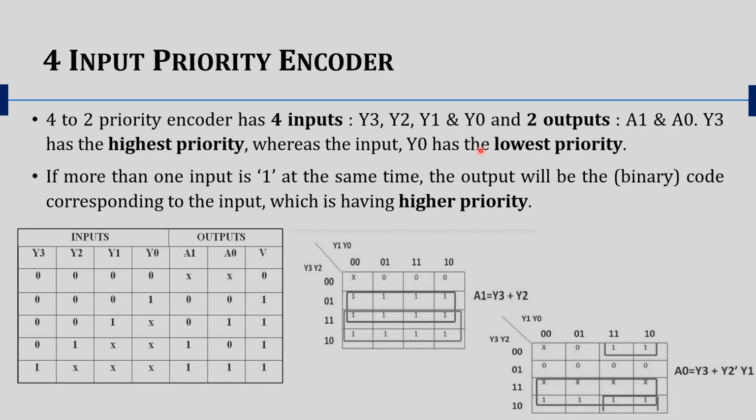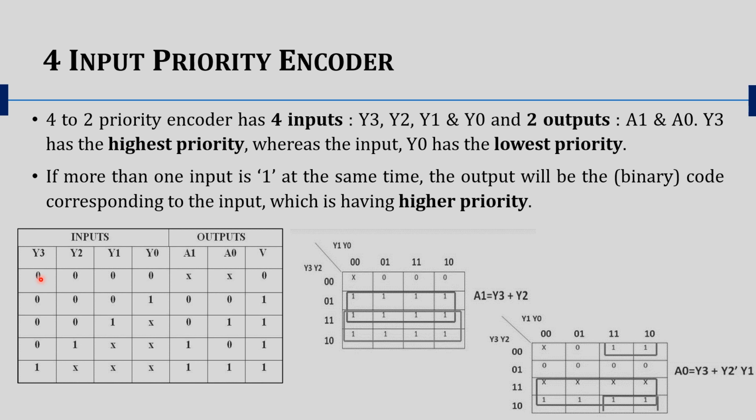Now let's discuss a 4-input priority encoder, which consists of 4 inputs, namely Y3, Y2, Y1 and Y0, with 2 outputs, namely A1 and A0. Among these 4 inputs, Y3 has the highest priority and Y0 has the lowest priority. If more than one input is 1 at the same time, the output will be the code corresponding to the input which has the higher priority. That is, if Y3 and Y1 are equal to 1 at the same time, then Y3 has the higher priority, so the input corresponding to Y3 will be considered.